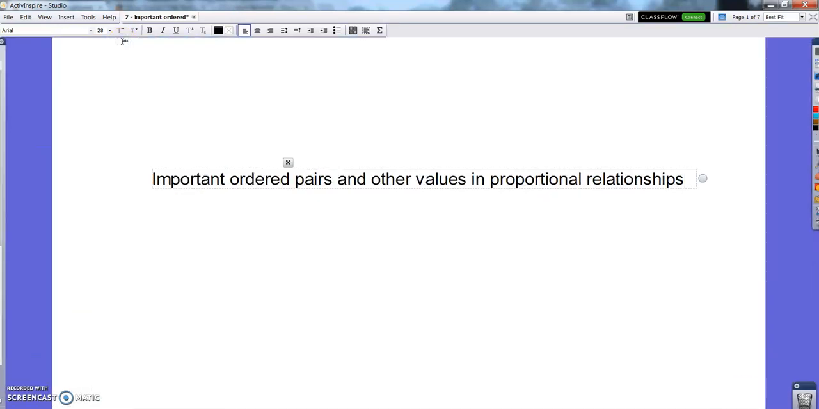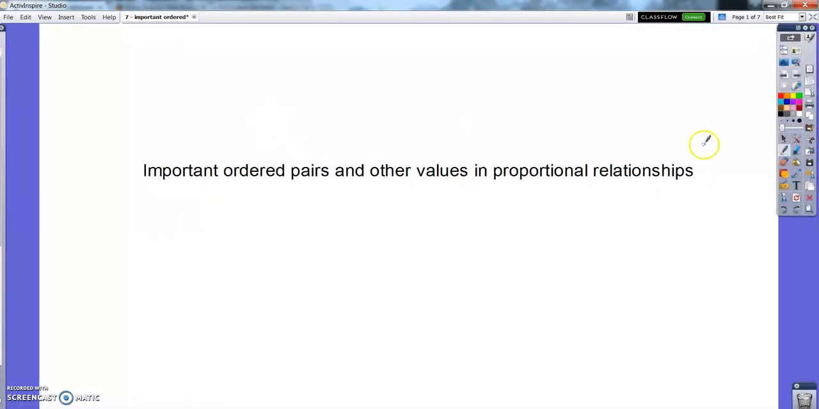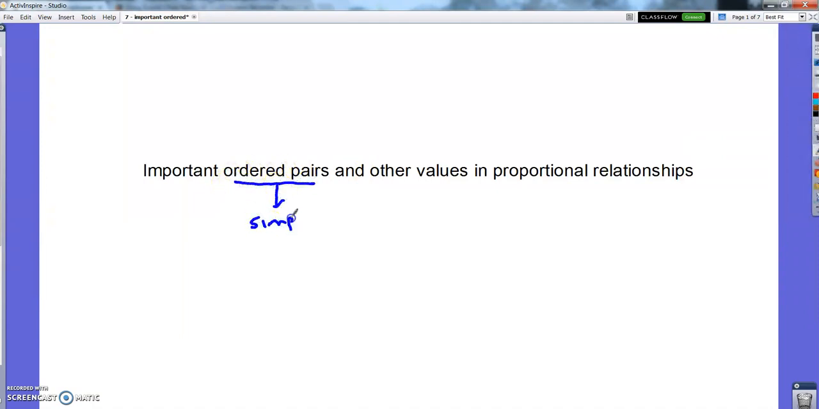Hey guys, I want to talk today about important ordered pairs and other values in proportional relationships. This will be simple but new, the ordered pairs. And then I want to connect that to this, which you've already learned, and really just put some ideas together that hopefully make this whole proportional relationship idea fit together.